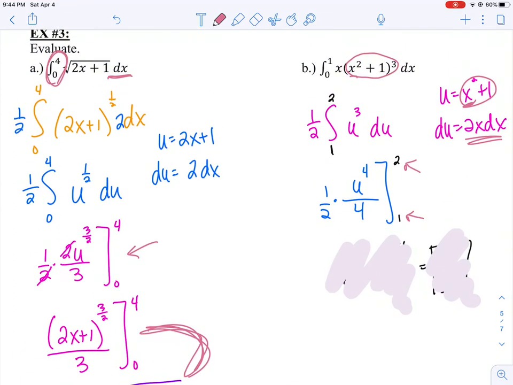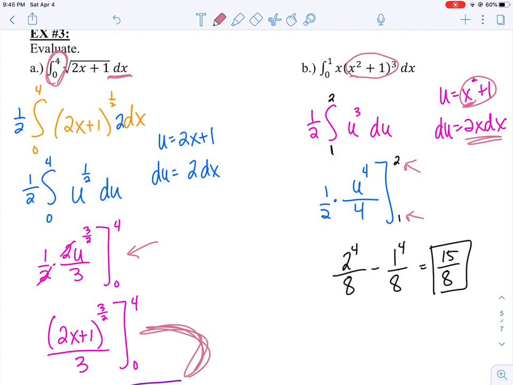You would get the same answer either way if you kept going and you kept your x limits, but it just kind of skips some steps for you. So using our fundamental theorem of calculus, I can plug in now my upper limit, I can plug in my lower limit, and then I can evaluate and get 15 over 8 as my area underneath my curve. That's just one option. That's just one way of doing it.